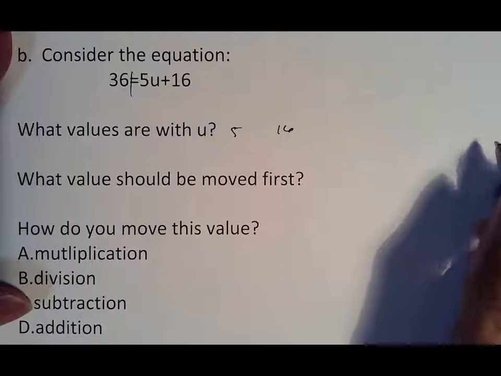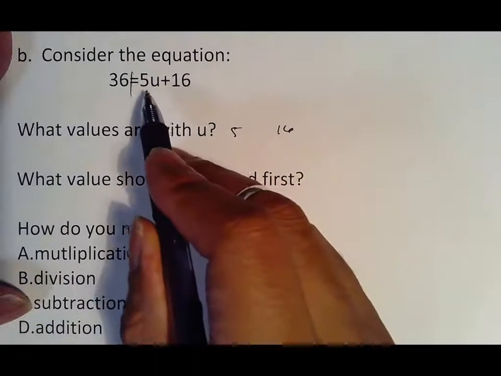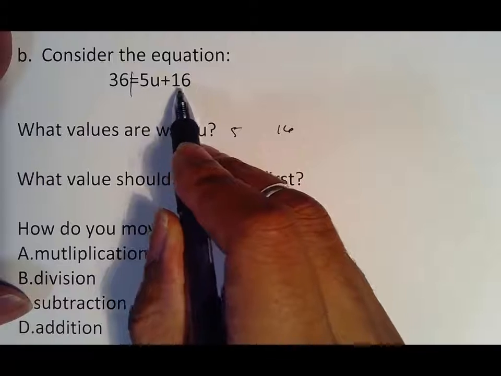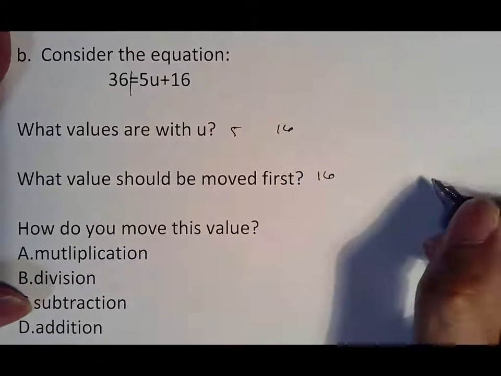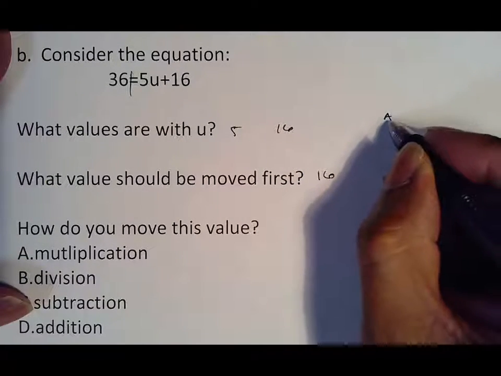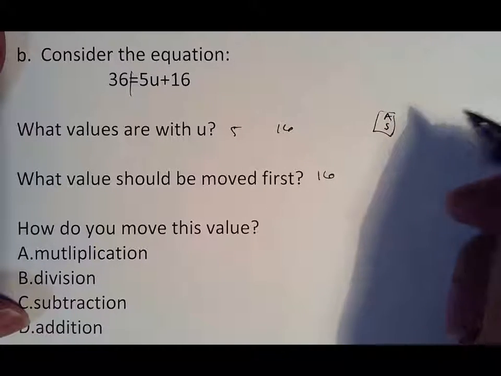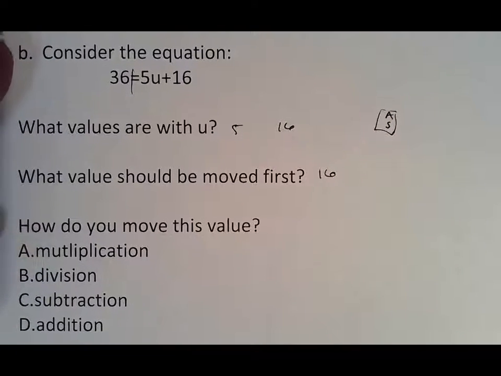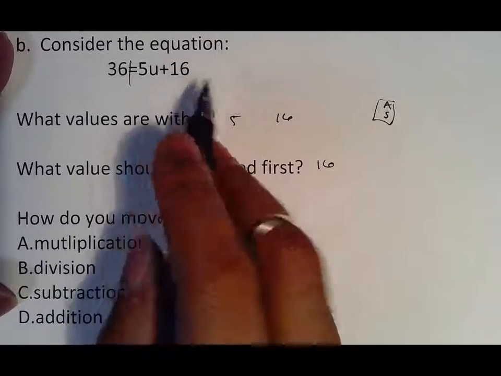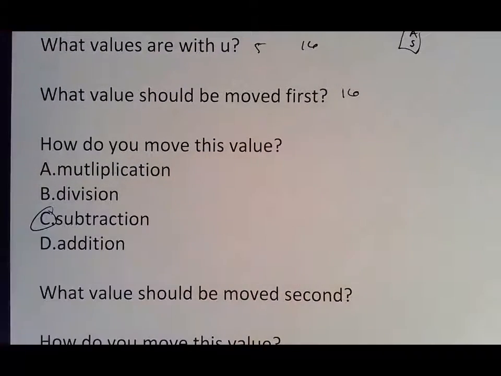What value should be moved first is the weaker operation. 5 is right next to u. 16 is being added. 16 is the weakest. Addition will always go first in solving. Or not always. They'll typically go first. We'll see something at the very end of the year. It's a little different. So how do you move this 16? If it's plus 16, we should subtract.